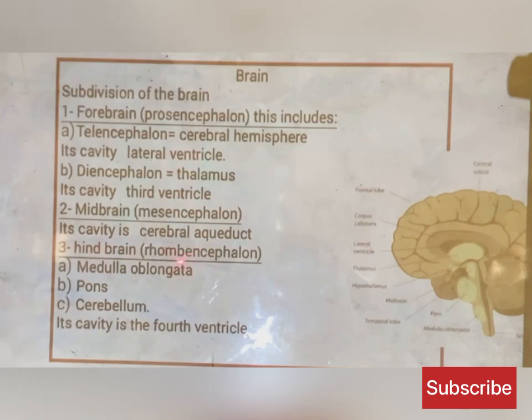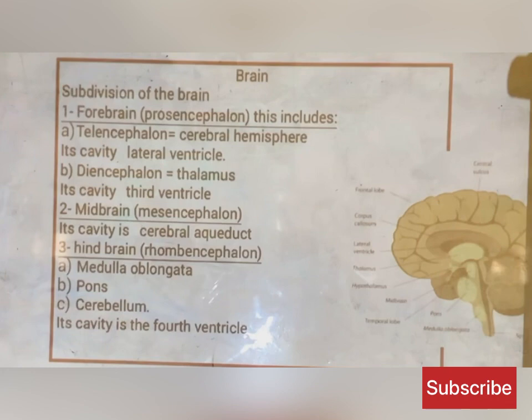And then the last brain vesicle, from the hindbrain, is what we call the rhombencephalon. The rhombencephalon is the third or last brain vesicle. This one consists of medulla oblongata, pons, and cerebellum. So the hindbrain gave rise to these three important structures, that is, part of the brain stem and the small brain, the cerebellum. The cavity of this hindbrain, or rhombencephalon, is what we call the fourth ventricle.